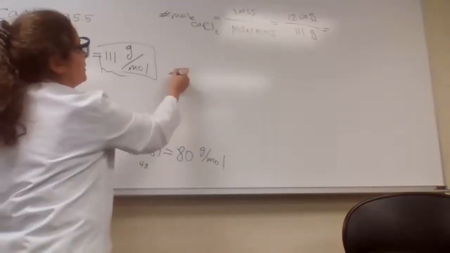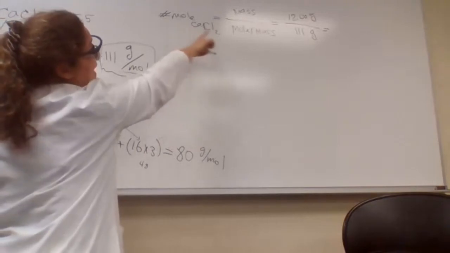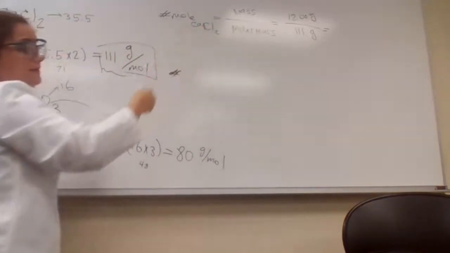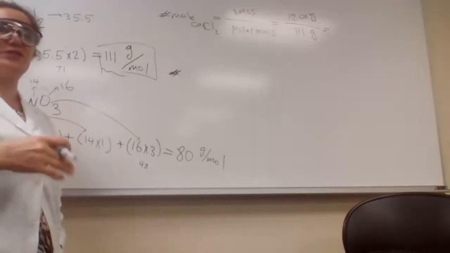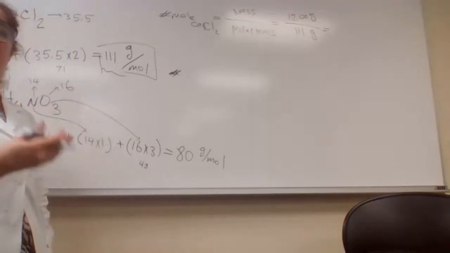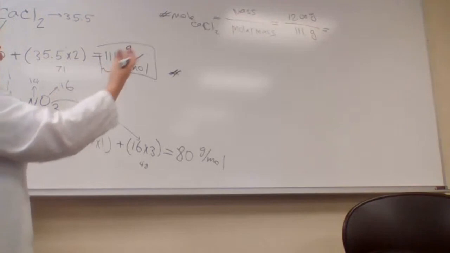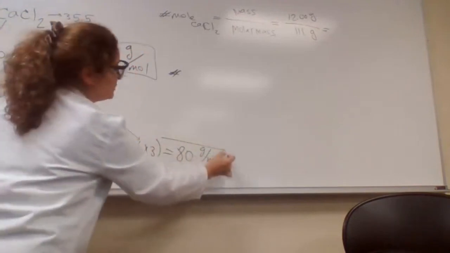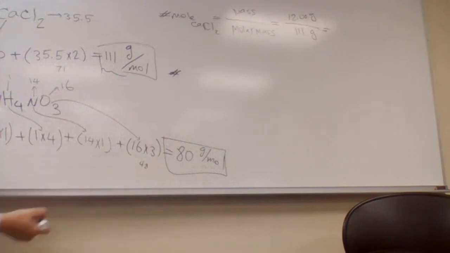Now, number of moles. To calculate number of moles, you divide the mass by molar mass. Where do you get the mass from? The scale or the procedure? It tells you to measure 8 grams, 10 grams, 12 grams. Molar mass comes from the periodic table, which is the numbers that we did the calculation for.